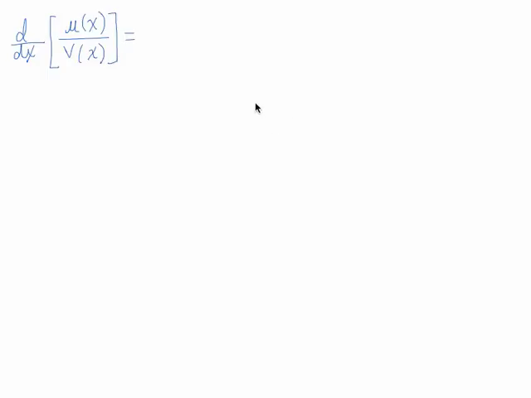In this video, we're going to look at the quotient rule. The quotient rule gives us a way to differentiate a quotient of two functions, or a fraction in other words. And it's unfortunately not just as simple as differentiating the top, differentiating the bottom, and dividing your answers. It actually is rather complicated.